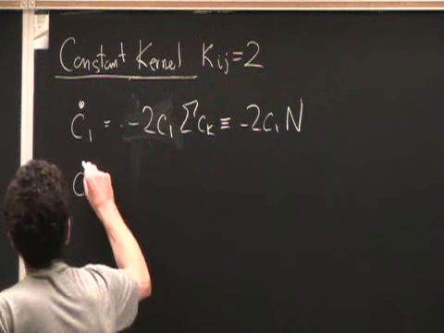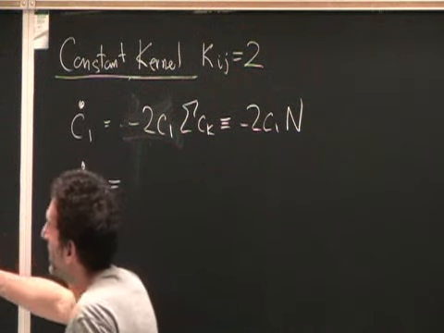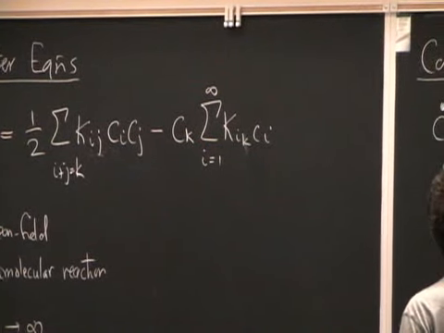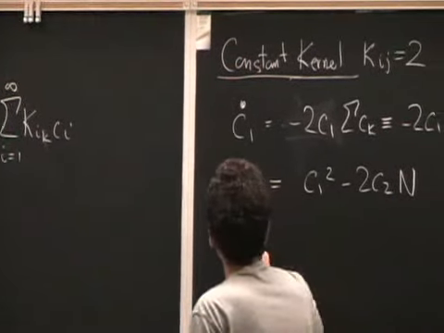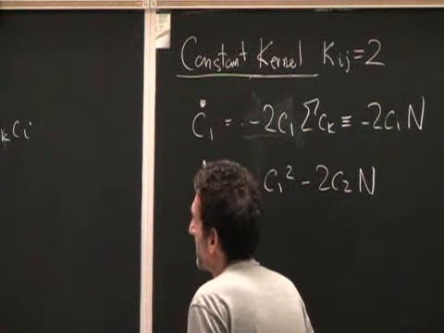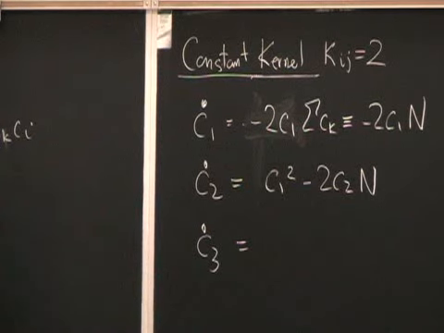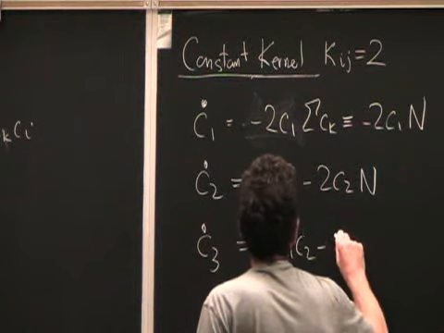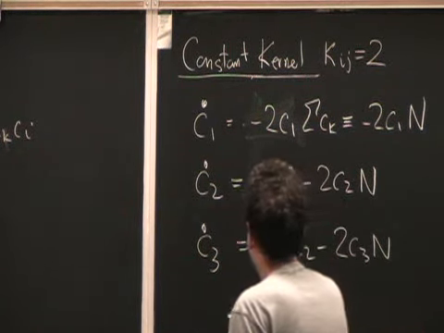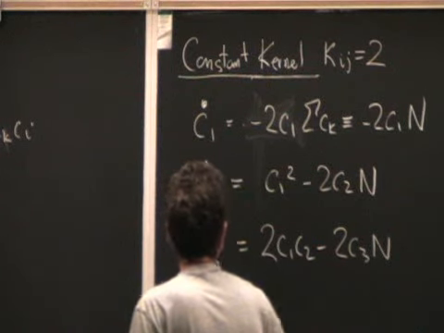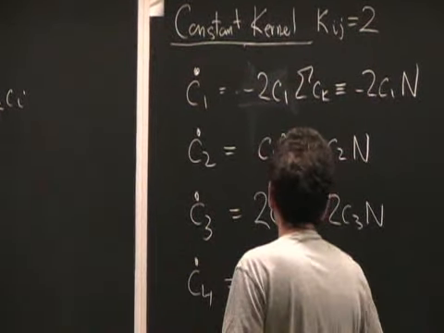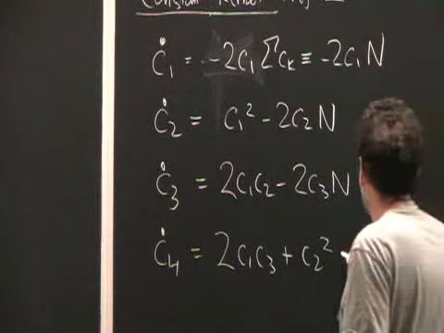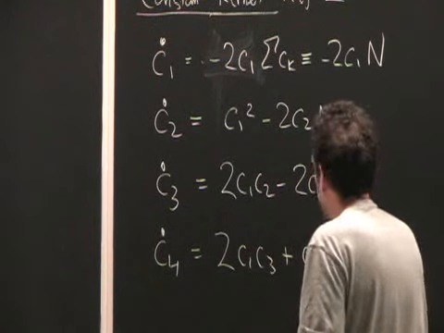C2 dot is equal to, so the 2 and 1/2 cancel, I have C1 squared minus 2 C2 n. C3 dot is equal to, again this cancels, and I have a term which is 1, 2 and 2, 1, so there are 2 such terms: 2 C1 C2 minus 2 C3 n. Maybe I'll write one more equation: C4 dot is equal to 2 C1 C3 plus C2 squared, note the different factor in front of it, minus 2 C4 n, and so on.